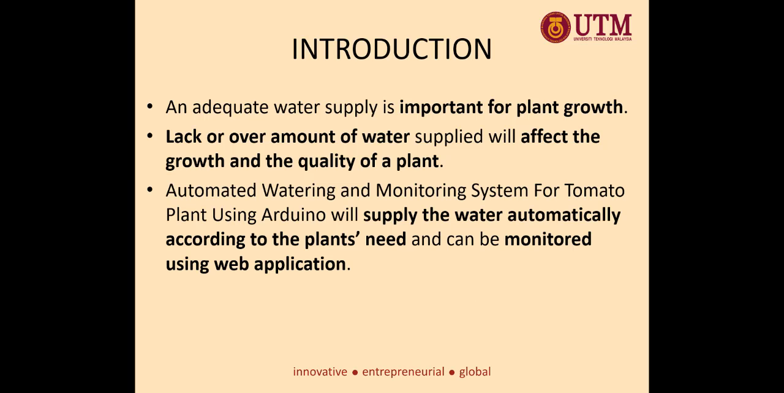As for the start, this is the introduction. An adequate water supply is important for plant growth. A lack or excess of water supply will affect the growth and the quality of a plant. Therefore, a solution has been proposed and developed, where this project will supply the water automatically according to the plant's needs, and the user is able to monitor it using a web application.